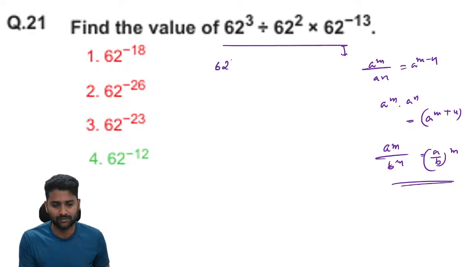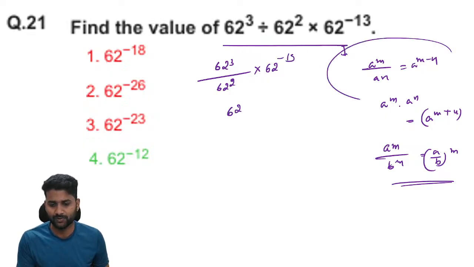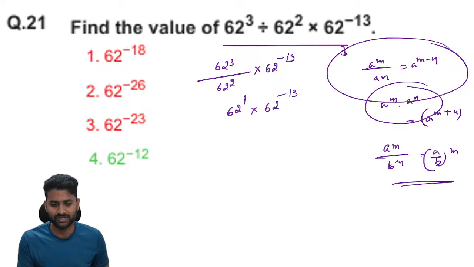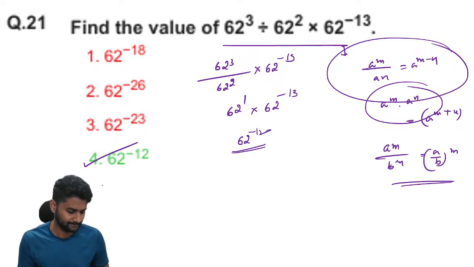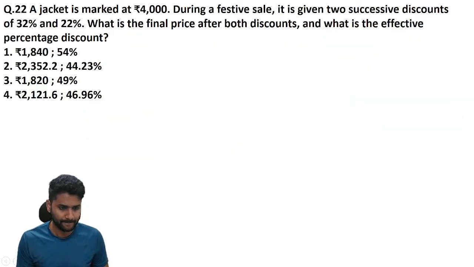So 62 power 3 divided by 62 power 2 is multiplied with 62 power 13. Now use this property, then 3 minus 2 is equal to 1. Again 62 power 1 times 62 power minus 13. Again use this property, then the value becomes 62 power minus 12.